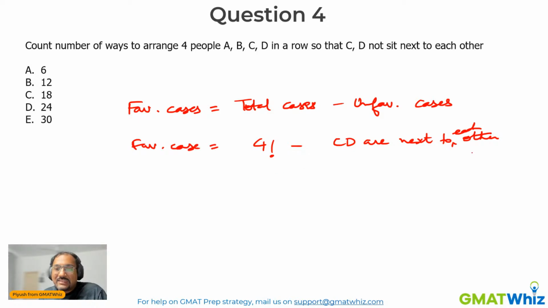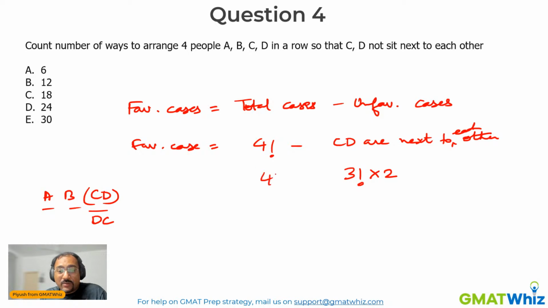So when C and D are together, I can consider them as a single unit, and A and B are different units. So I now have 3 units to arrange, which can be arranged in 3 factorial ways. And C and D can themselves be arranged in 2 factorial ways, because it can be CD or DC. They can sit in 2 different orders.